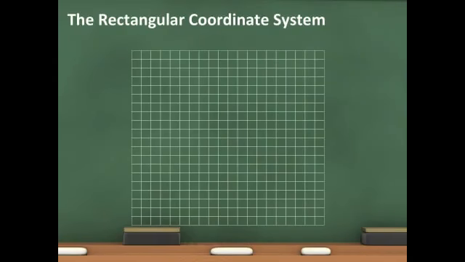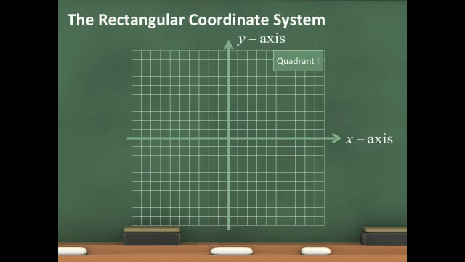The rectangular coordinate system, also called the Cartesian coordinate system, consists of a grid created by the intersection of two number lines. The x-axis runs left and right, and the y-axis runs up and down. These axes break the grid up into four regions called quadrants. Quadrant 1 is in the upper right. Going around the grid counterclockwise, we have quadrant 2, quadrant 3, and quadrant 4. Quadrants are typically numbered using Roman numerals.